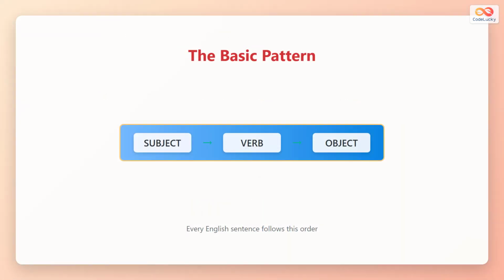Every English sentence follows this order. First comes the subject, then the verb, finally the object. Subject does the verb action to the object. This order never changes in basic English sentences.